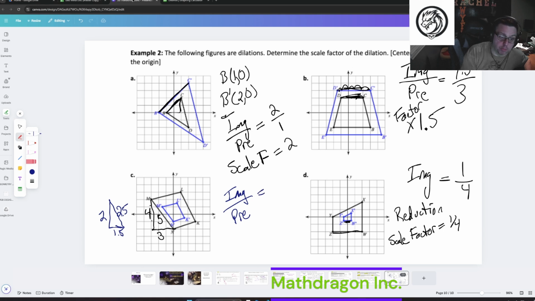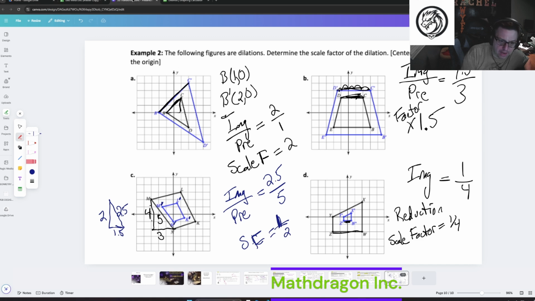And if we do the image divided by the pre-image, and remember the image is the one with the primes on it. So that's the blue one. And then the pre-image is the one we start with. So we are going to start with the black. This 5 goes on the bottom, and then 2.5 goes on top, which is a scale factor of 1/2.